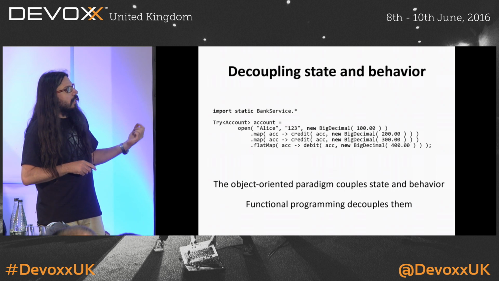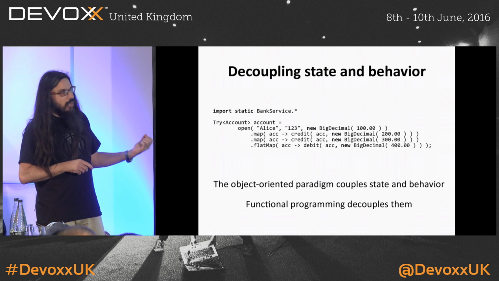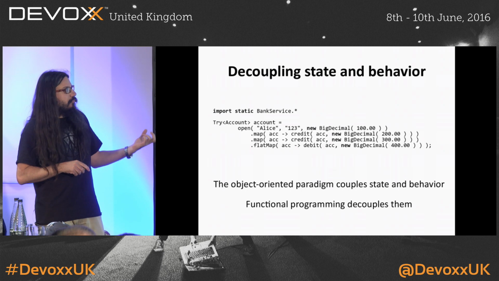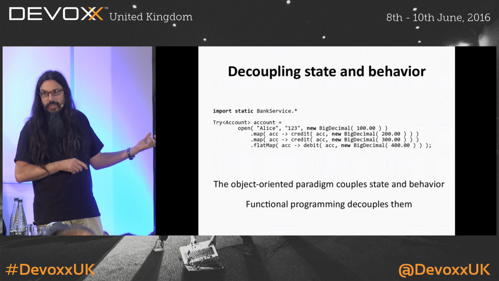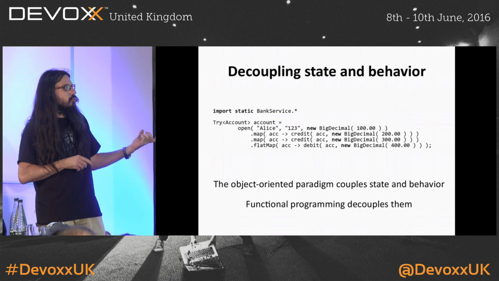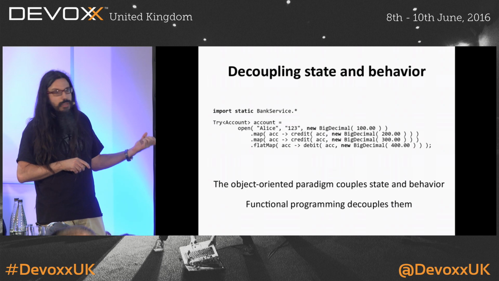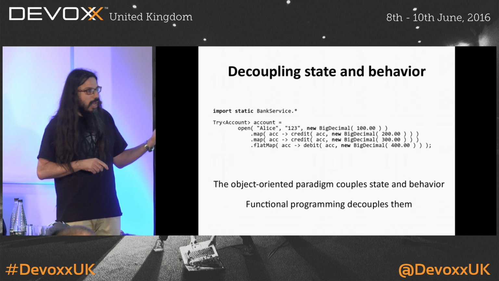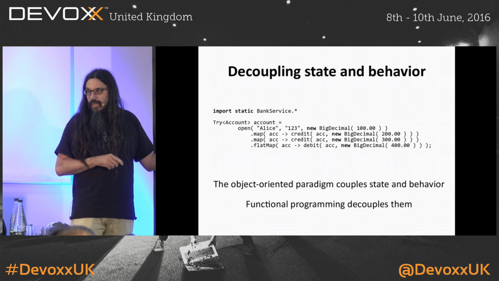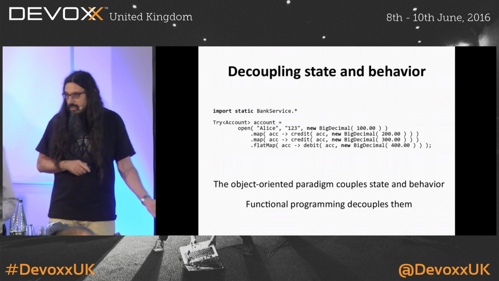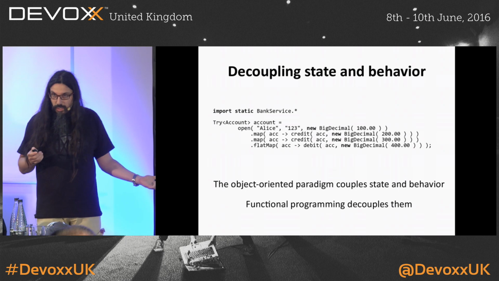So when I do open, I'm returning a Try. When I do credit, I'm calling map because credit is a function from A to B and cannot fail. Same thing for debit. The only difference is that in that case I have to use flatMap instead of map, because debit returns a Try of B, a Try of the bank account, instead of the bank account itself. That's all. Okay?